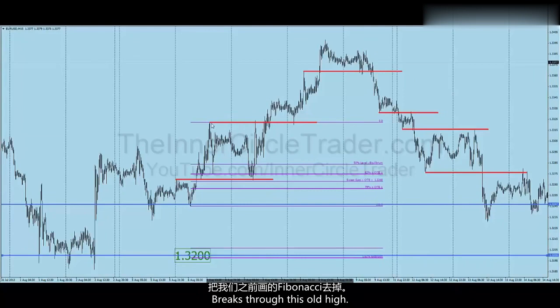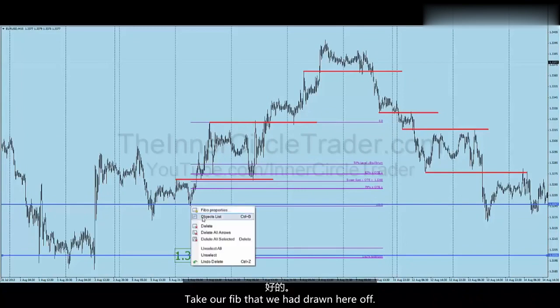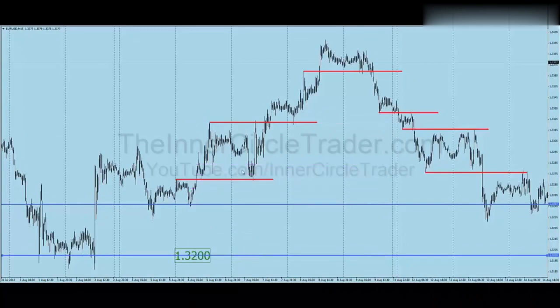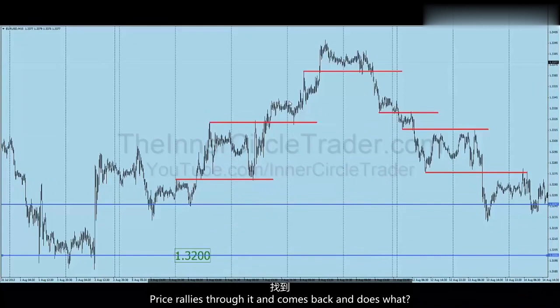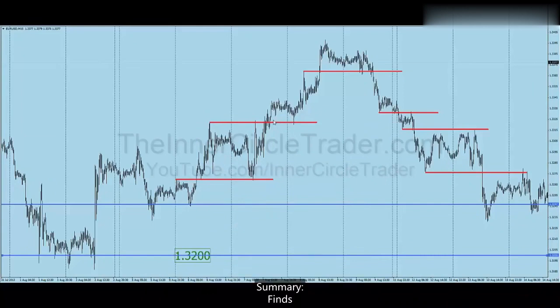Breaks through this old high. Okay, see that old high here? Breaks through that. Let's take our fib that we had drawn here off. Price rallies through it and comes back and does what? Finds an inversion level. This resistance broken. The role is inverted. Boom, it becomes what?